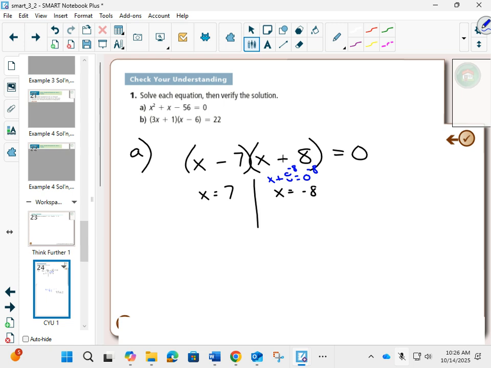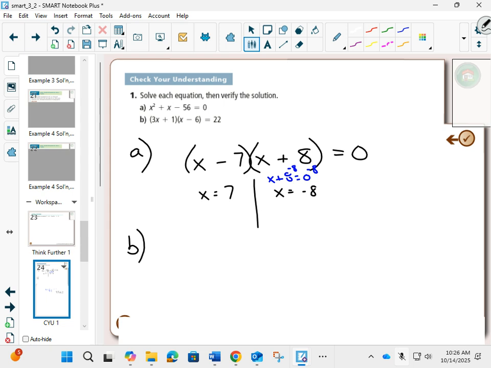And sure enough, if we check with the original question, 7 squared is 49, plus 7 is 56, minus 56 is 0. Wow. Minus 8 squared is 64, positive 64, right? Plus a minus 8 is 56, and then minus 56 is 0. It works.